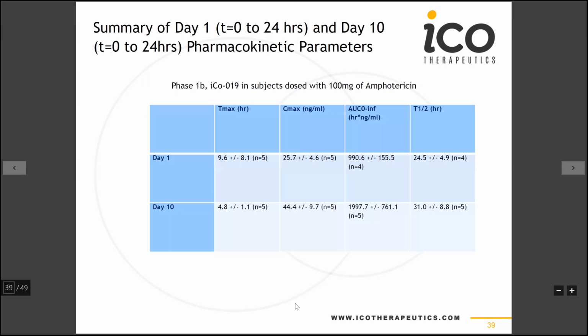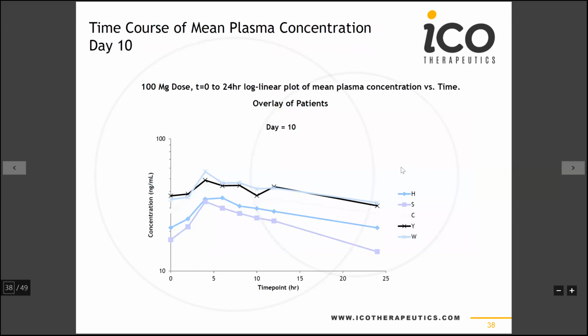And here I show it to you in table form. And what's important here is that at the 100 milligram dose to patients, look how we have a doubling of the AUC over a 10-day period. And look at the T1/2 half-life being 24 hours and even greater. So this was an important finding and is consistent with the pharmacokinetics that we saw in our animal models.